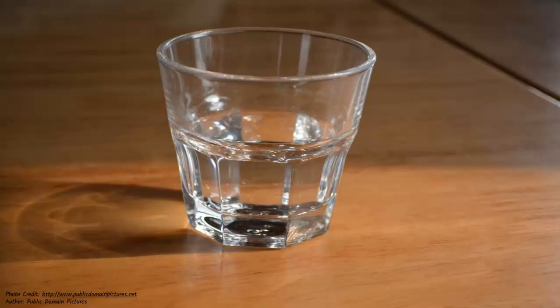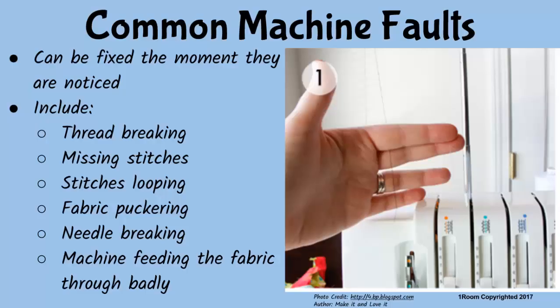Here. Thank you. Now, there are common faults sewing machines undergo that can be fixed right away without further consultation. All you need is the right skills, which I am going to teach you right away. Some of the common faults include thread breaking, missing stitches, stitches looping, fabric puckering, needle breaking, and machine feeding the fabric through badly. Okay, I was still jotting them down. I see. Anyway, let's go through them step by step. That is what I mean to do.